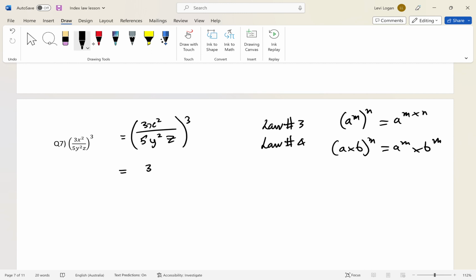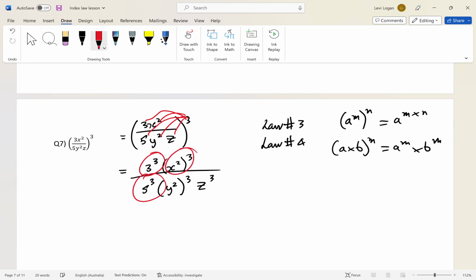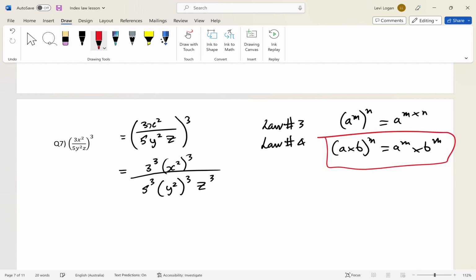So we're going to have 3 to the power of 3 times x squared all to the power of 3, divided by 5 to the power of 3, divided by y squared all to the power of 3, divided by z to the power of 3. Okay? So you see what I've done? I've distributed the 3 to here, here, here, here, here. And that's how I got that. Alright? Hopefully that made sense. Hopefully I didn't lose any of you, alright? So all I did was law 4. All I did was this law, okay?